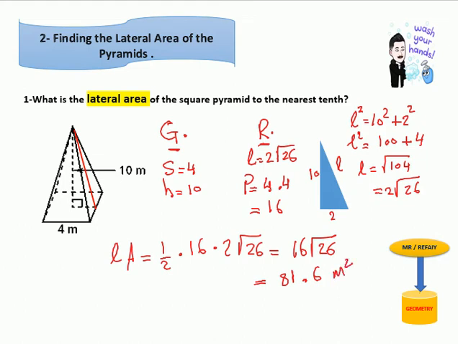meters square. And we're going to highlight it because we're going to use it in another question. So this is question number 1. The lateral area of the square pyramid is equal to 81.6 meters square.